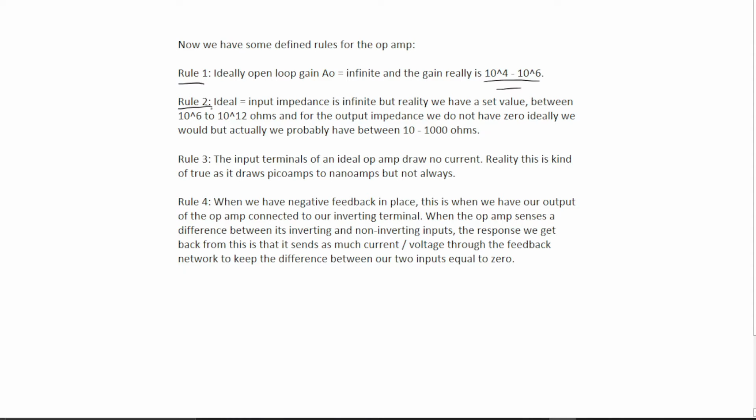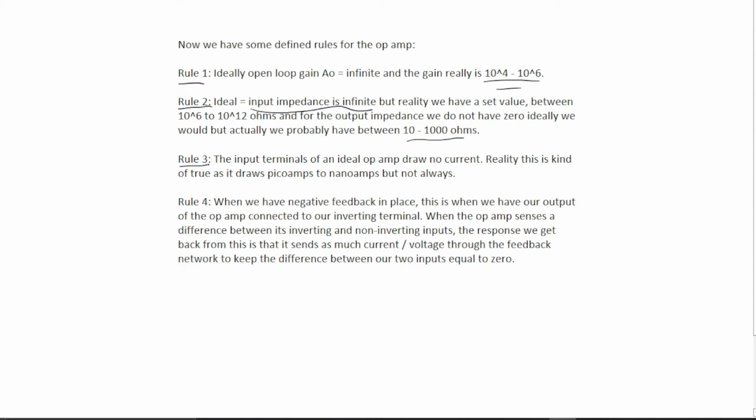Rule 2. For an ideal op-amp, its input impedance is infinite. As we said before, there's really nothing. But in reality, we do have a set value, which is between 10 to the power 6 to 10 to the power 12 ohms, and for the output impedance, we do not have 0. Ideally, we would, but we'll probably just have 10 to 1000 ohms. So this would be the input and output impedance, the realistic.